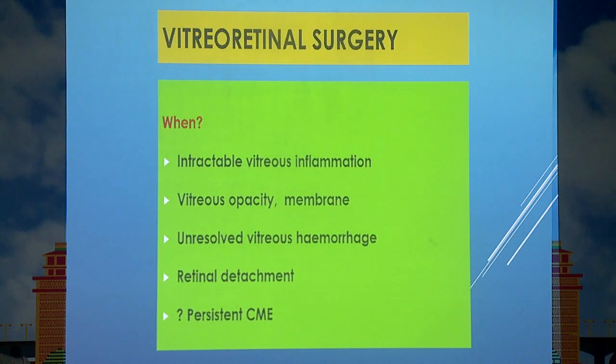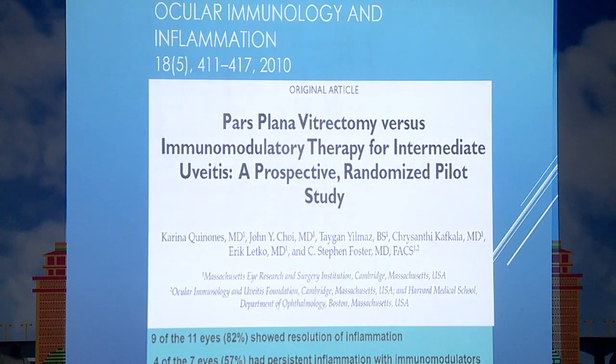And when do you do a vitreoretinal surgery? When it's an intractable vitreous inflammation, vitreous opacities and membrane obscuring the vision, unresolving vitreous hemorrhage, retinal detachment, and persistent CME in spite of treatment. There have been studies, pars plana vitrectomy versus immunomodulatory therapy for intermediate uveitis, which confirm that 82% showed resolution of the inflammation. However, 57% had persistent inflammation, where even with immunomodulators you can go in for a vitrectomy.